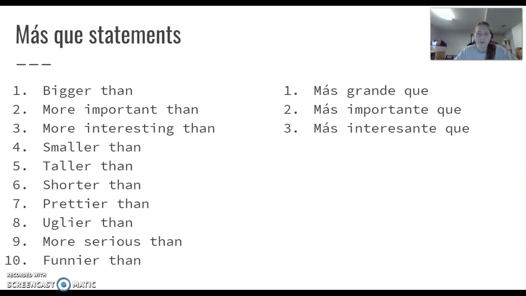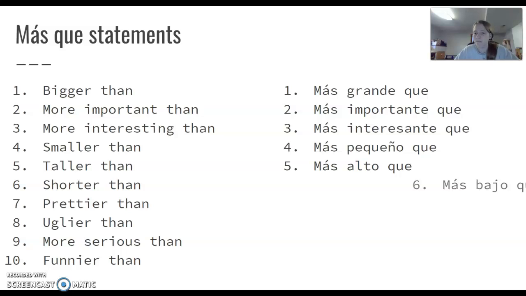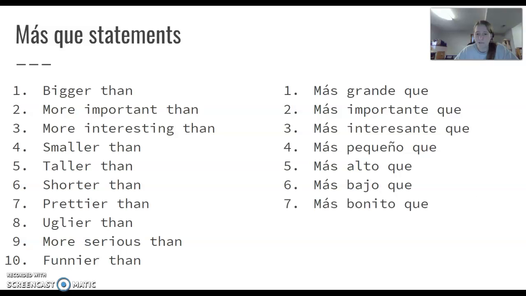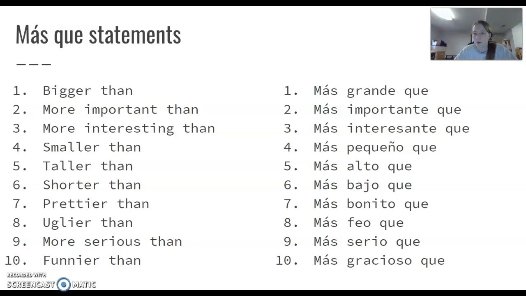Okay, so hit pause and then do the next 7 and then hit play and see how well you did. All right. Okay, number 4, smaller than. Más pequeño que. Number 5, taller than. Más alto que. Shorter than, and I think I went with height on this one, más bajo que. Prettier than, más bonito que. Uglier than, más feo que. More serious than, más serio que. And funnier than, más gracioso que.